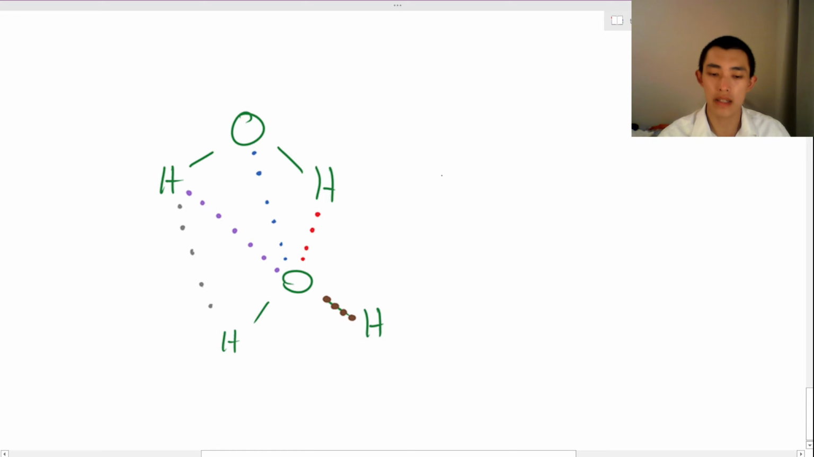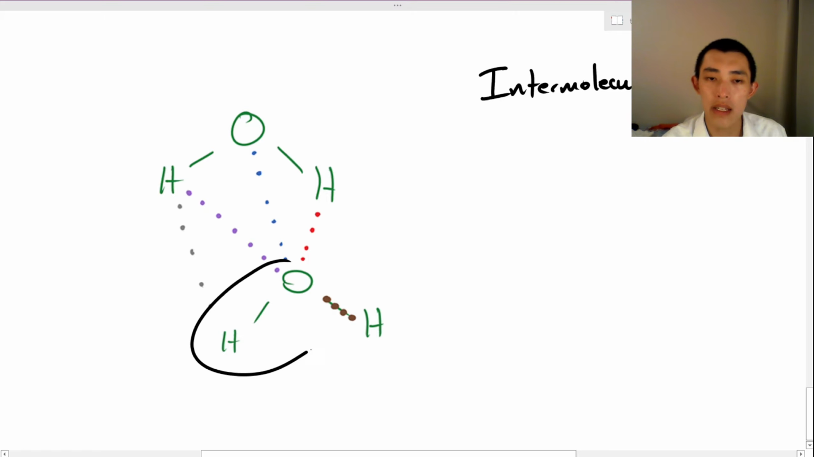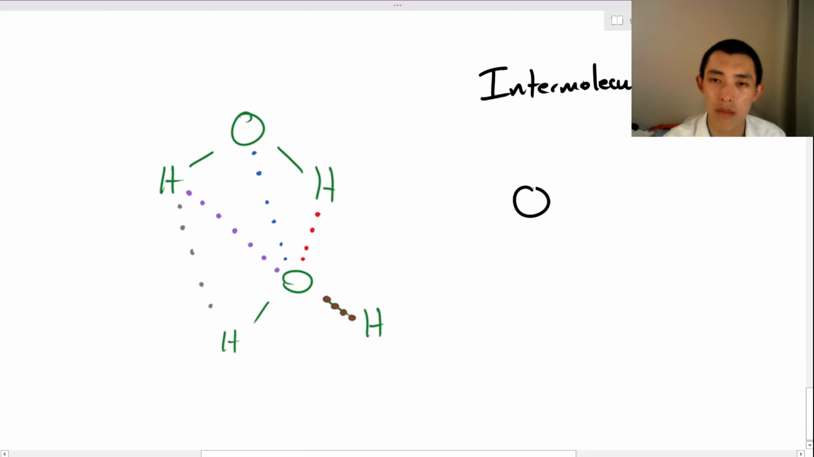Hydrogen bonding is, again, fundamentally intermolecular, right? Remember, it is an intermolecular force. It is a force that exists between molecules. And this is definitely within the same molecule. So this brown one can't be correct. Another thing that can confuse students is that they say, Bob, but didn't you just say that hydrogen bonding occurs when you have OH bonds?